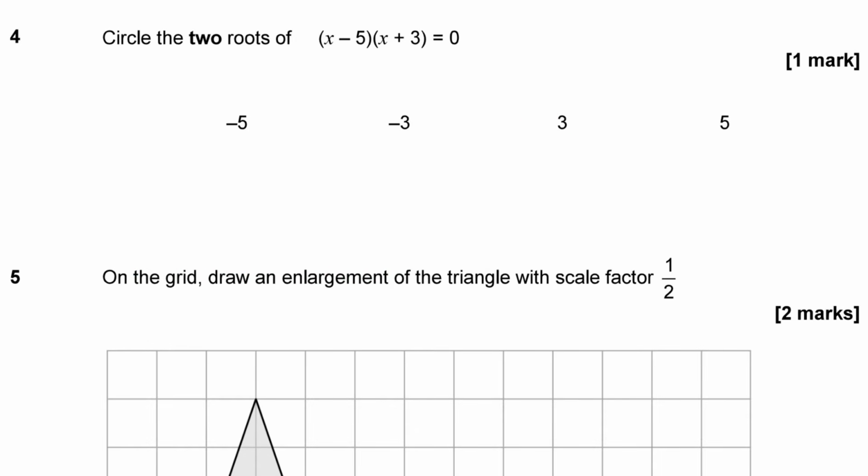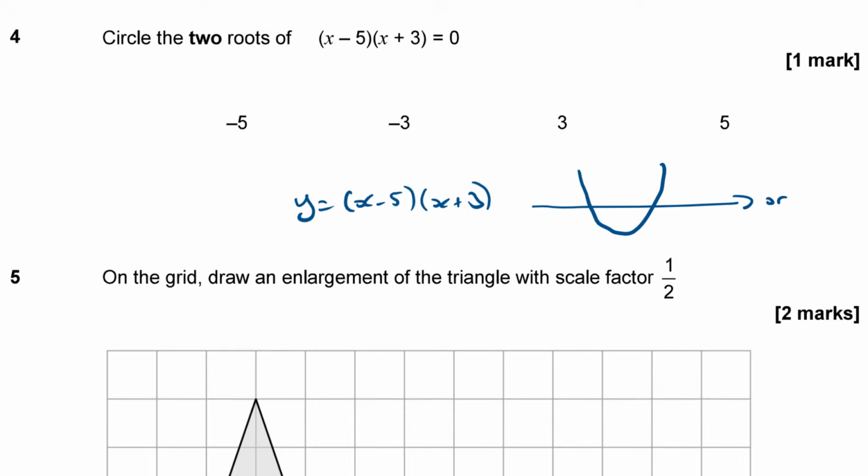Circle the two roots of (x - 5)(x + 3) = 0. Now, if I was imagining the graph of y = (x - 5)(x + 3), it's a quadratic, isn't it? So it would have a parabola shape like this, and it would cross the x-axis in 0, 1, or 2 places. Here it's going to cut in 2 places.